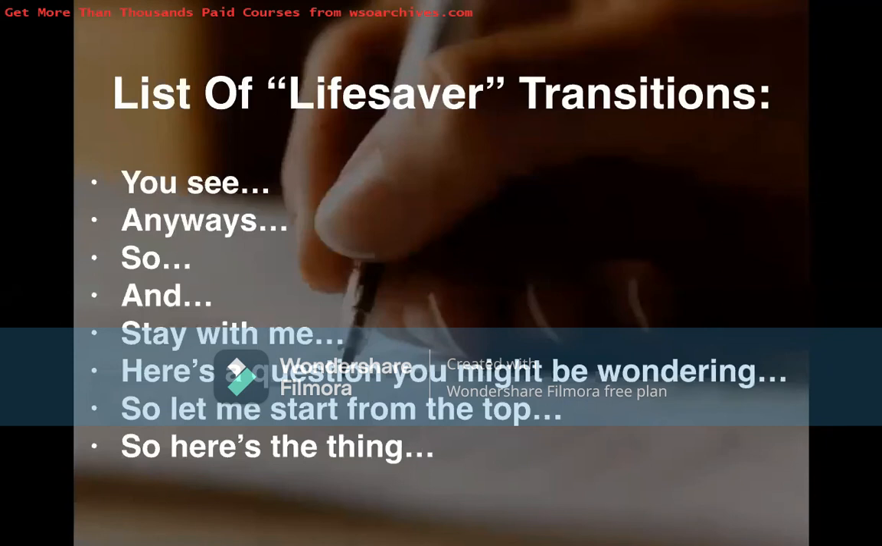So, number 3, so. Use this when you're looking for a way to continue something, where you're trying to continue the point. Here's an example. I wanted to increase my financial confidence. So here's what I did. It kind of explains what happened in the previous sentence.